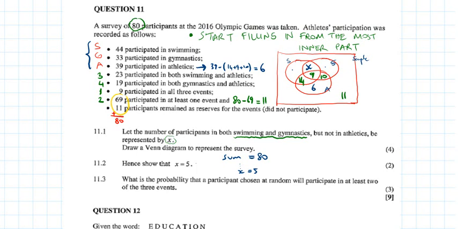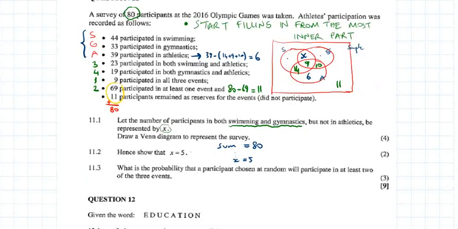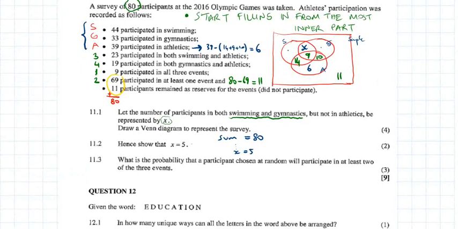Alright. And the probability that a participant chosen at random will participate in at least 2 of the 3 events. So at least 2 means, what is at least 2? Which sections will I take? It is 2 or 3. So I will take exactly 2 and also 3. So this part is at least 2. I'll add all these numbers including x.